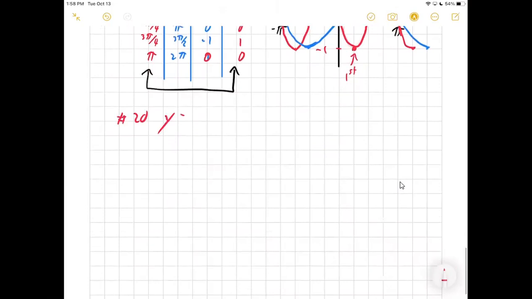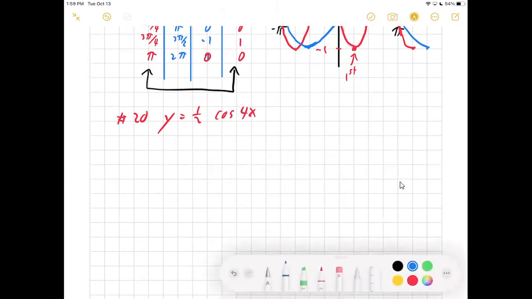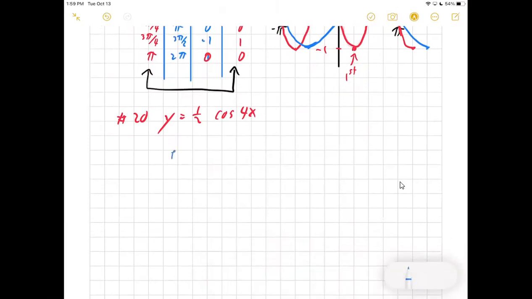Okay, y equals 1/2 cosine of 4x. Okay, so let's do a similar thing here. We'll make our little table. We'll have theta, which will be equal to 4x in the middle column. Okay, and in this case, we better do the cosine of theta.